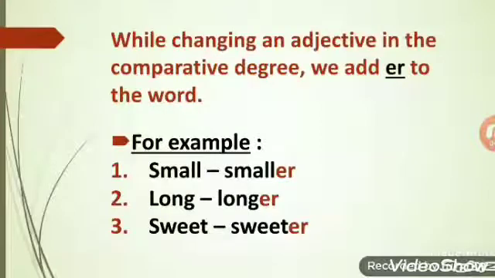Children, while changing an adjective in the comparative degree, we add er to the word. For example, small, smaller, long, longer, sweet, sweeter. Okay, children?